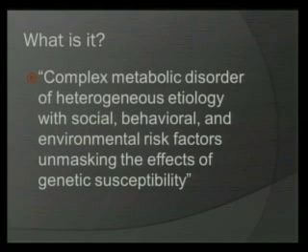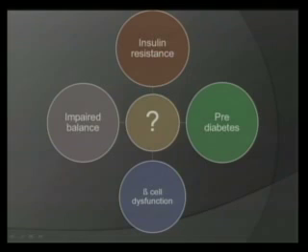So it's a complex metabolic disorder of heterogeneous etiology with social, behavioral, and environmental risk factors, unmasking the effect of genetic susceptibility. The problem starts with insulin resistance that the body in the beginning compensates for by increased insulin secretion to maintain normal blood glucose, and that sets up impaired glucose tolerance or prediabetes, which could be presented as impaired fasting glucose as well. The progression of insulin resistance will lead to pancreatic beta cell failure to compensate for this resistance, and that leads to high blood glucose and frank symptoms of diabetes. So it's a combination of both insulin resistance and insulin deficiency.